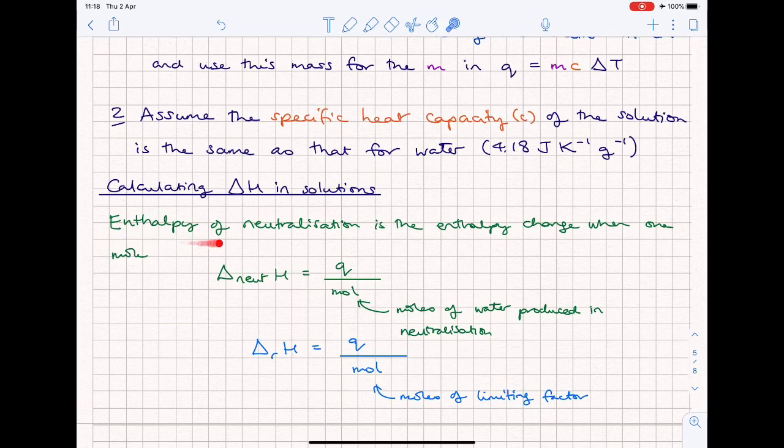So to work out ΔH neutralization, we use Q from Q equals mcΔT, and then we use moles of the water produced by looking at the stoichiometry and the moles of the acid and alkali, and then considering the limiting factor, we can work out the water produced in the neutralization. As I said, we can use the same equipment for other reactions involving solutions. So in that case, the moles that we're going to use is not moles of water produced, because it may not be a neutralization. It'll be moles of the limiting reactant involved.